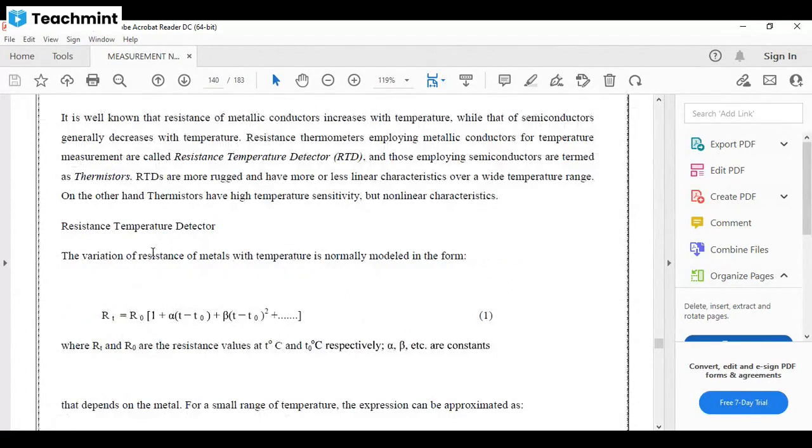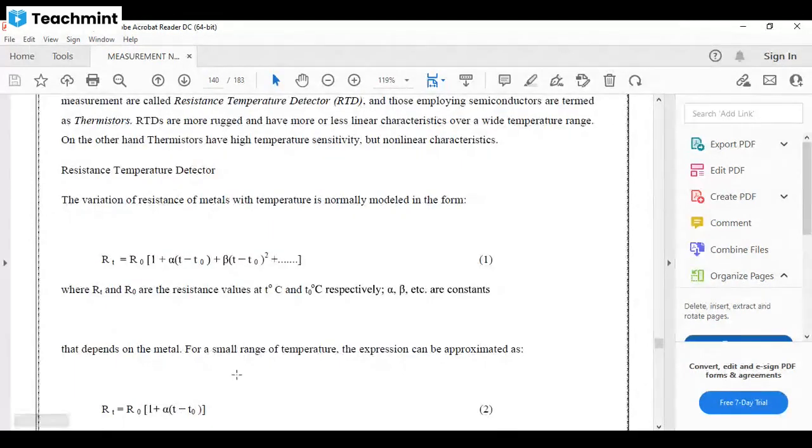For the resistance temperature detector, the variation of resistance with temperature is normally modeled in the form RT = R0[1 + alpha(T - T0) + beta(T - T0)^2 + ...], where RT and R0 are the resistance values at T degrees centigrade and T0 degrees centigrade respectively, and alpha and beta are constants that depend on the metal.